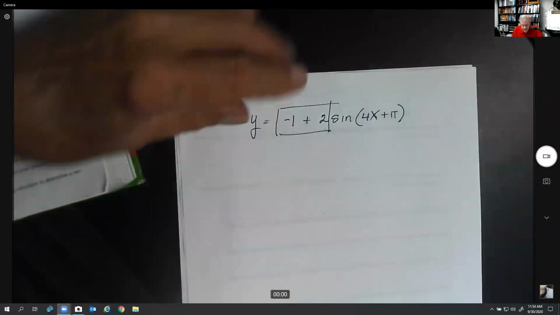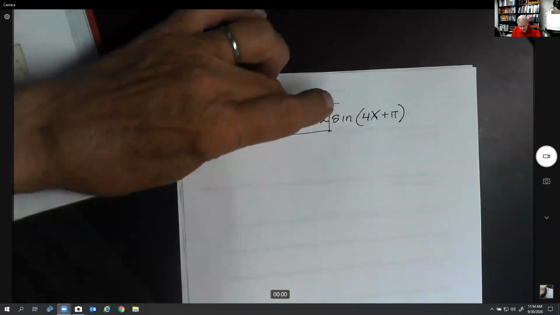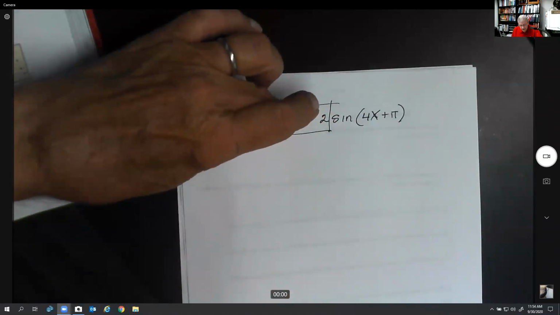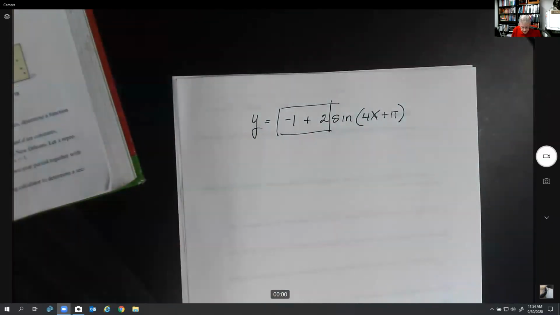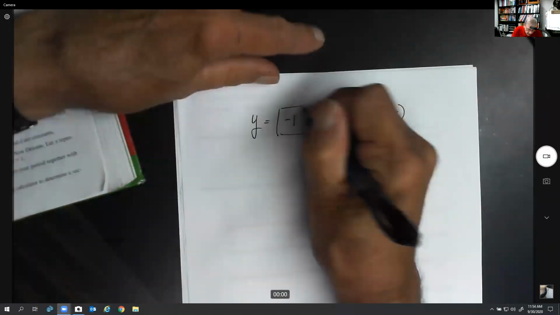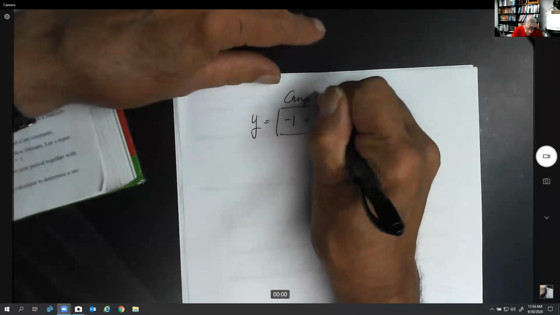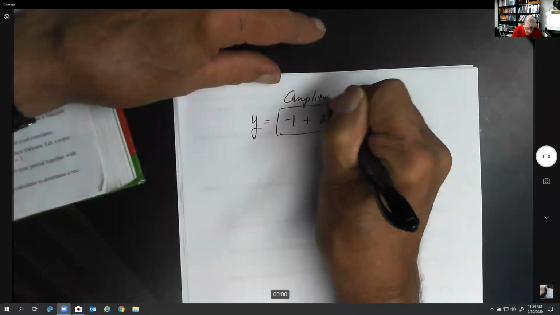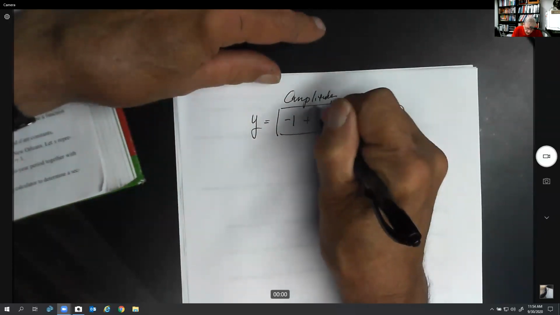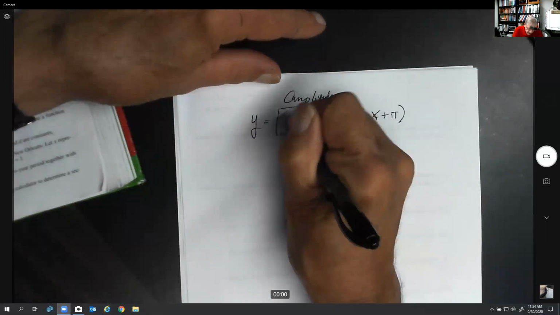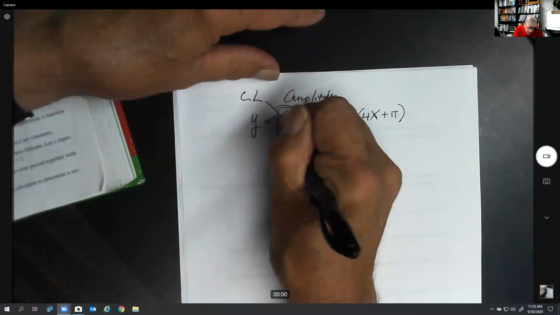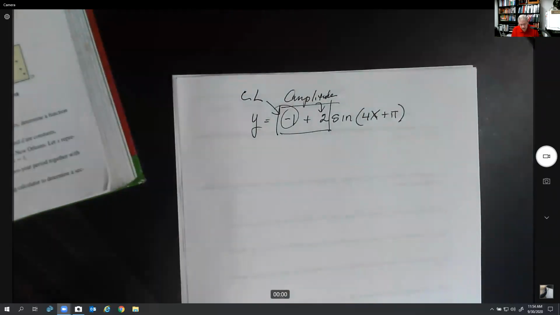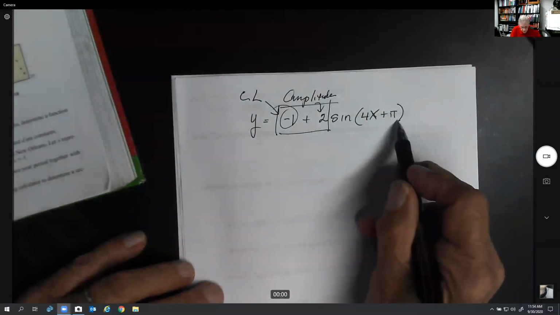That gives us our center line. Center line is going to be at -1, and this tells us how much we're going to go up and down from the center line. This has to do with your amplitude. This is your amplitude right here. This is your center line. We call it CL right here. Okay, so we're not concerned with that. We're concerned with this parentheses.